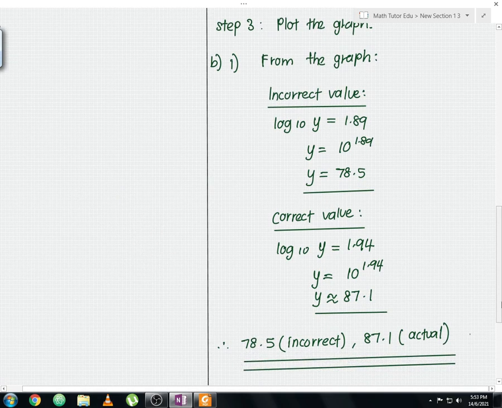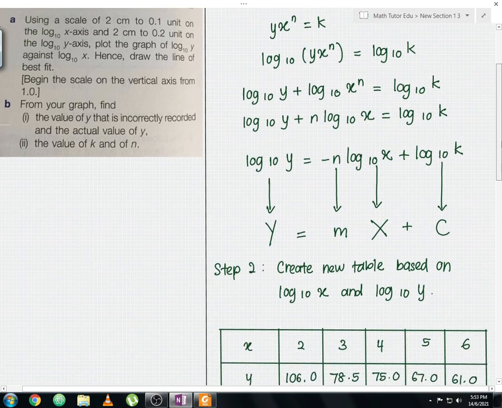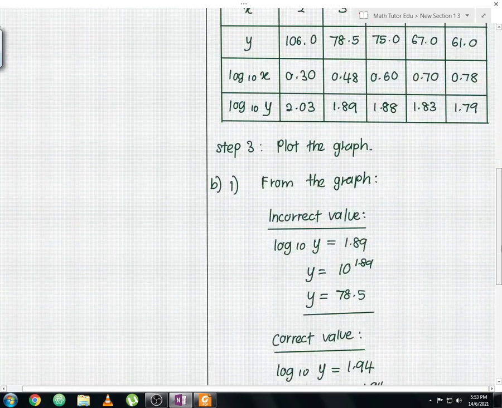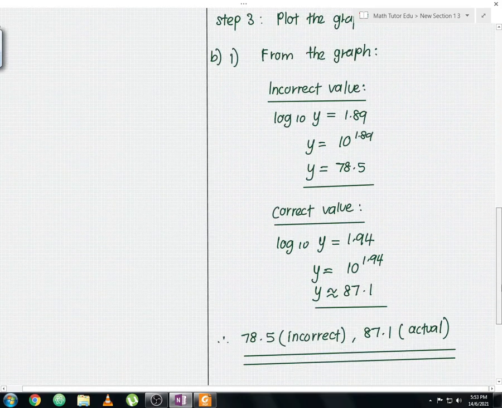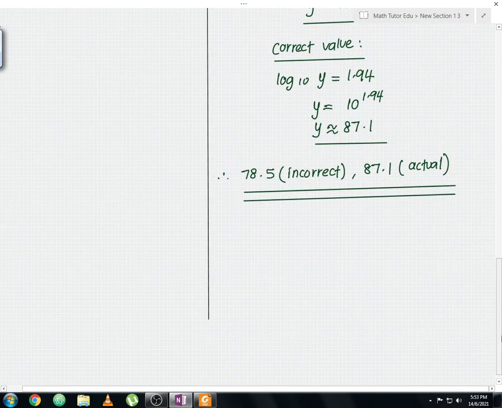Okay, so from here, let us proceed our discussion for question B part 2, where we need to find the value of k and of n. To find the value of k and n, the first step is we need to find the y-intercept and then followed by the gradient of the graph. Let me write the working here first, and then we open up the graph paper. Question B part 2.